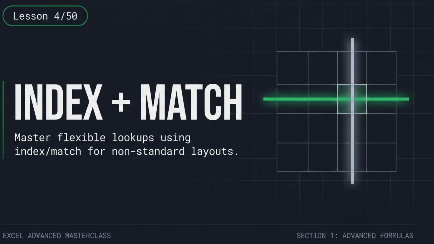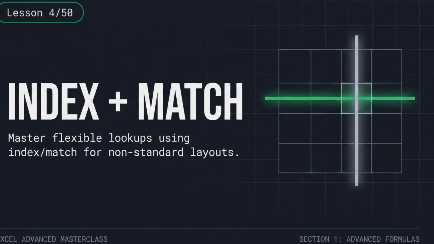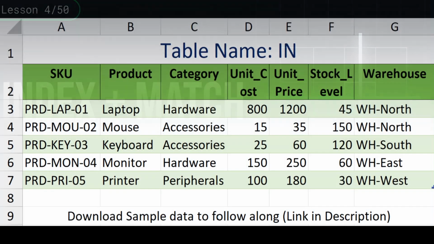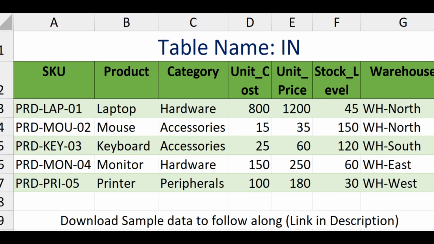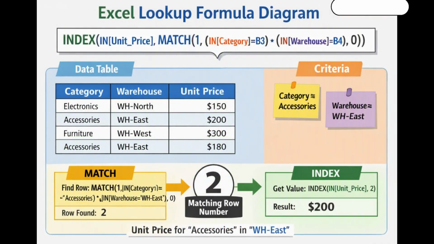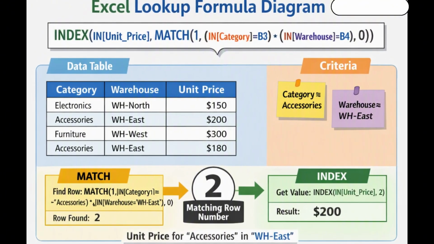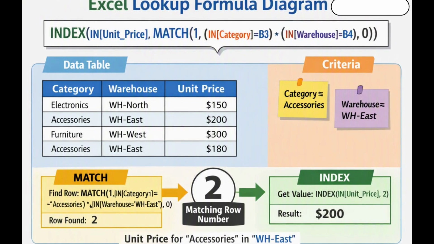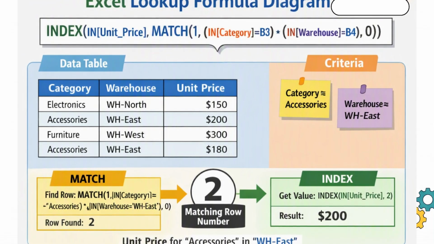Today we are going to master the most flexible lookup engine in Excel. INDEX and MATCH. If you have ever struggled with layouts that break VLOOKUP or situations where XLOOKUP cannot handle multi-criteria without helper columns, this lesson will change how you build every report. By the end of this video, you will be able to perform simple lookups, right-to-left lookups, two-dimensional lookups, and even multi-criteria lookups without helper columns. And you will see 10 real demonstrations that you can apply immediately.